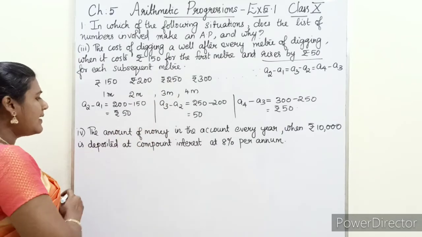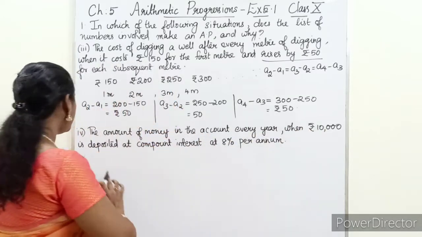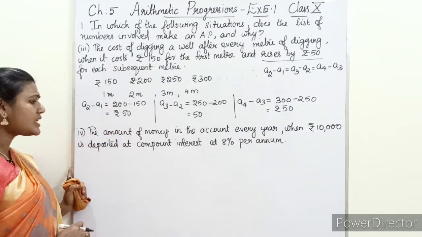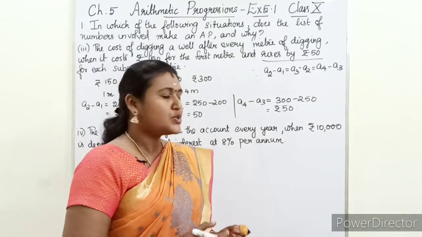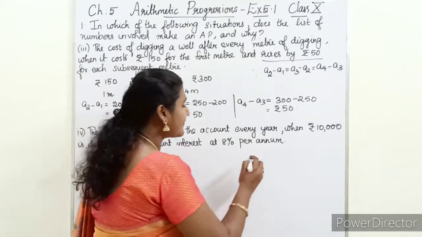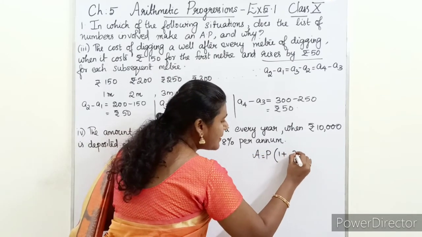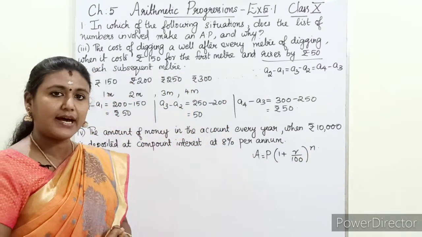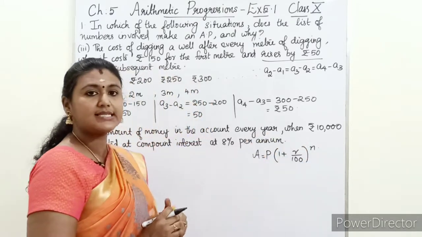Now fourth question: the amount of money in the account every year when 10,000 is deposited at compound interest at 8% per annum. So here we have to find the amount at the end of every year. So here the interest is compound interest only. So you know the formula for finding the amount in compound interest. A is equal to P into 1 plus R by 100, the whole power n. So this is the formula for finding the amount at the end of the year. So here R is the rate of interest and n is the year.